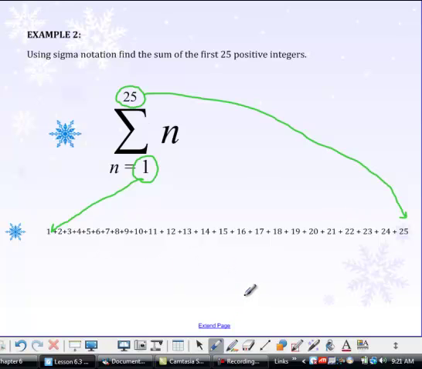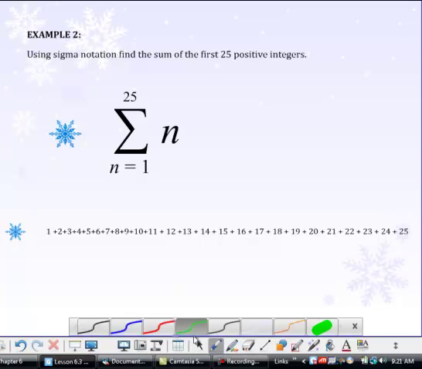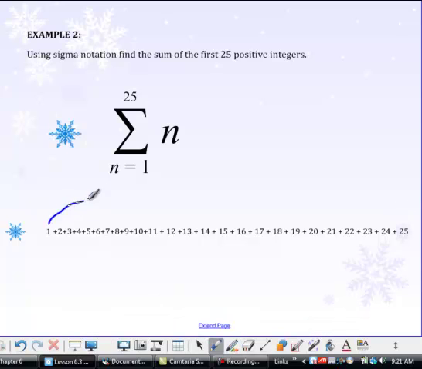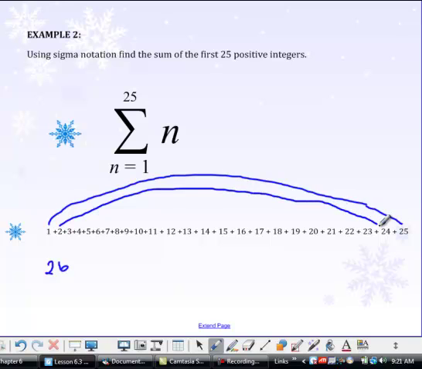Oh, so this is another shortcut. Gaussian shortcut. Yes, it can be. So, let's see what we get. When we take the first and we pair it with the last, we get 26. And 2 plus 24 gets me 26. Well, how many pairs of 26 are we going to have?